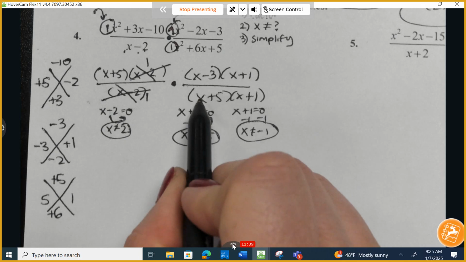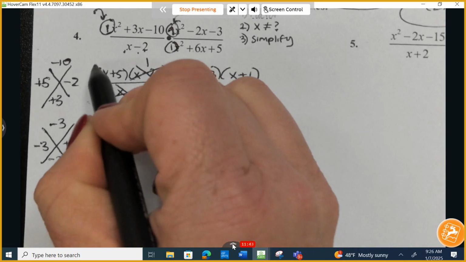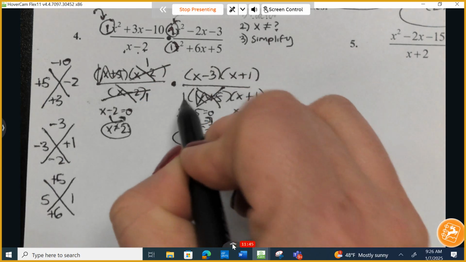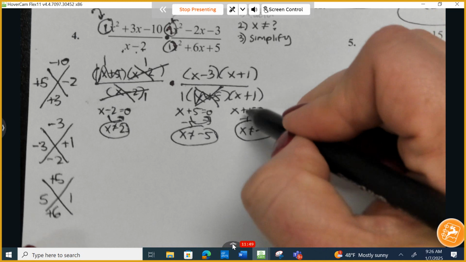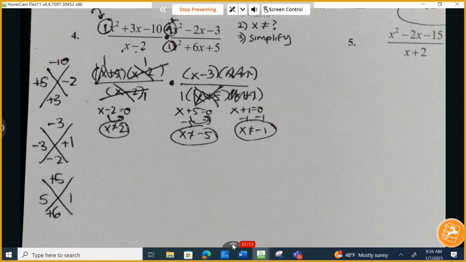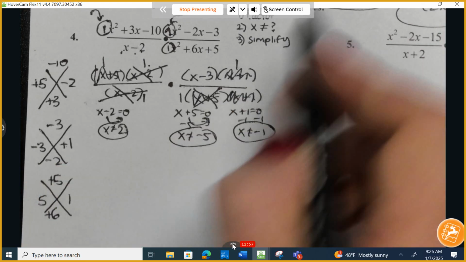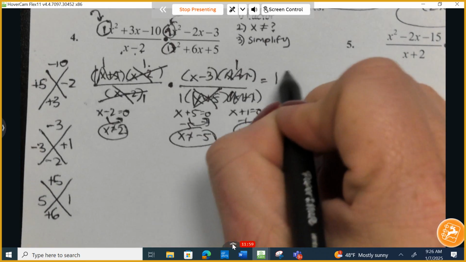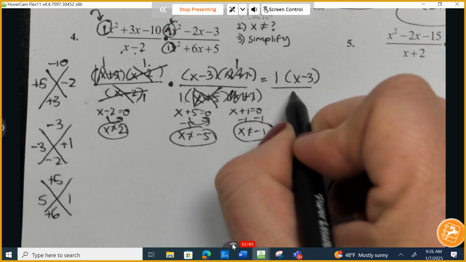Okay, now I go to the next group. Is there any group of x plus 5 on top? There is. So let's cross it out. Really, they turn into a 1. Is there any group of x plus 1? Yep, there's an x plus 1, there's an x plus 1. So I'm on the very last thing. What do I have here? Well, 1 times 1 times 1 is 1, and then I have the group x minus 3. On the bottom, 1 times 1 times 1 is 1.